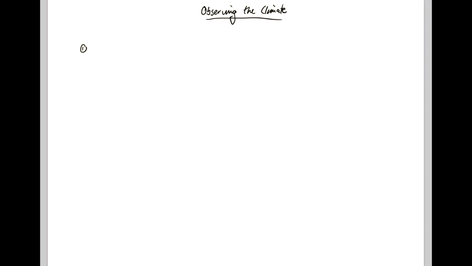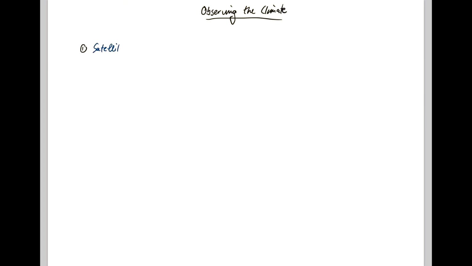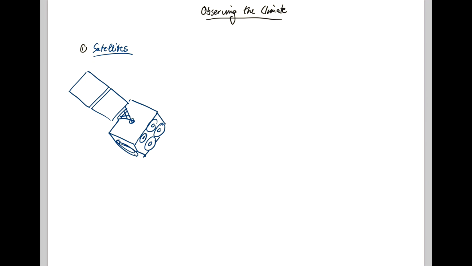Let's start with satellites. So satellites really are the most ubiquitous and powerful way that we have to measure components of the climate system, both temporally and spatially.